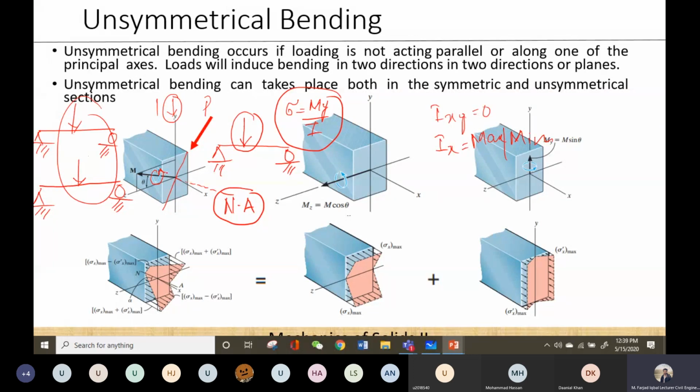So now to solve this, we have to resolve this moment into two components, and those two components will be around the z-axis and the y-axis, or I can say around the principal axes.